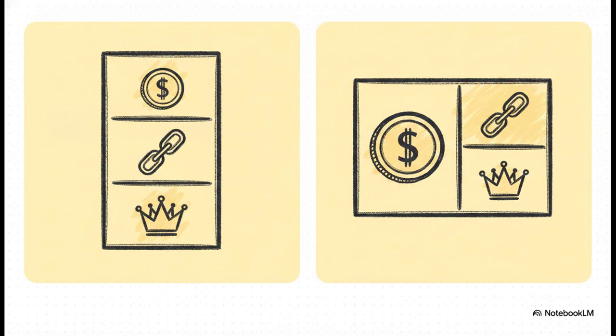Second is the account form. This one is a side-by-side layout. You've got assets on the left and liabilities and equity on the right. This visual layout perfectly highlights that fundamental accounting equation, that assets must equal liabilities plus equity.